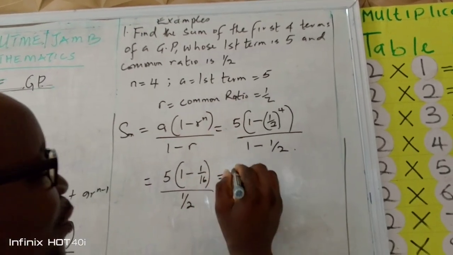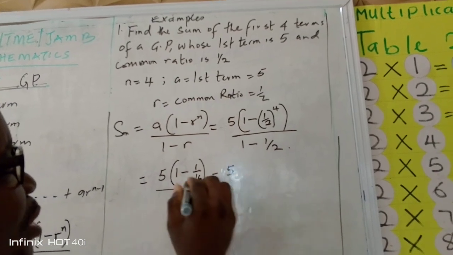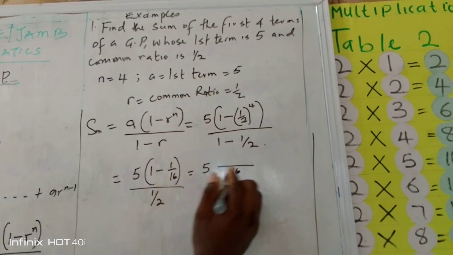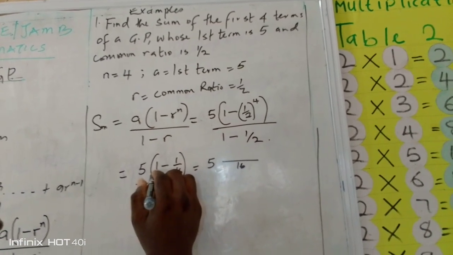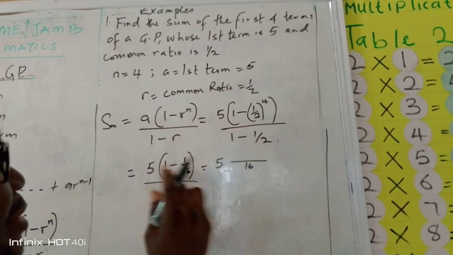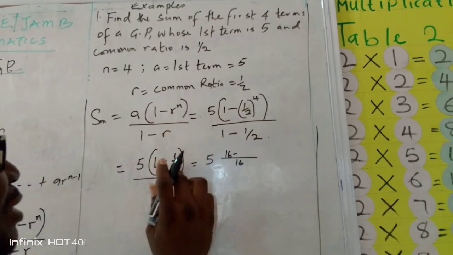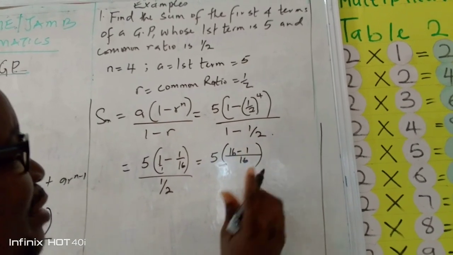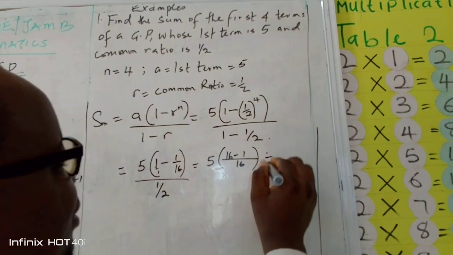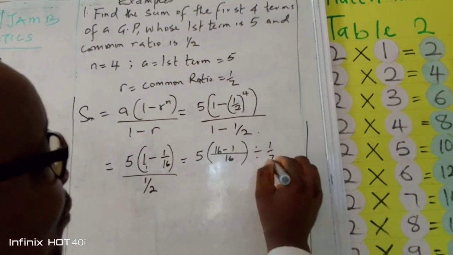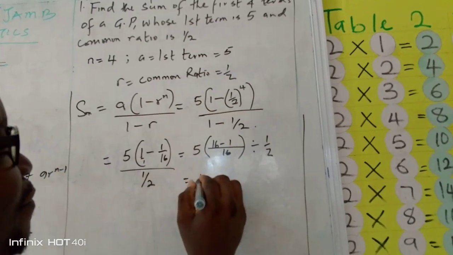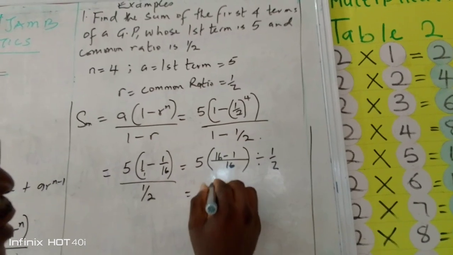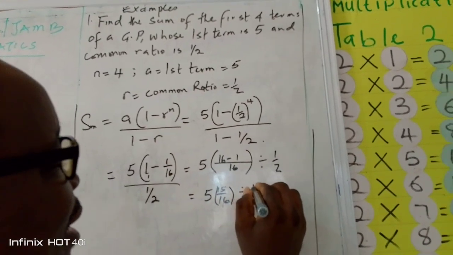So it means therefore that I have 5 here. What is the LCM here? My LCM between 1 and 16 is 16. How many 16 can go in 1? Because this is also 1 over 1, it is 16. 16 times 1 will give me 16, minus how many 16 can go in 16? That's 1. 1 times 1 gives me that. Divided by half. So that gives me 5 into 15 all over 16, divided by half.